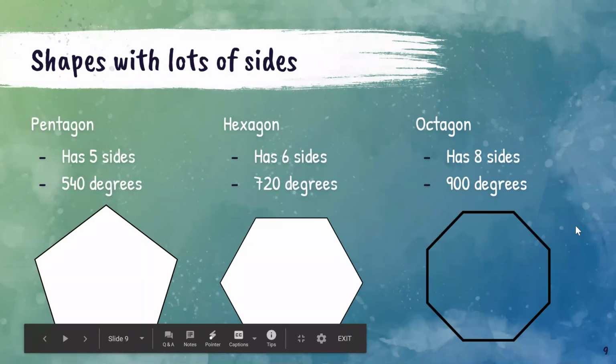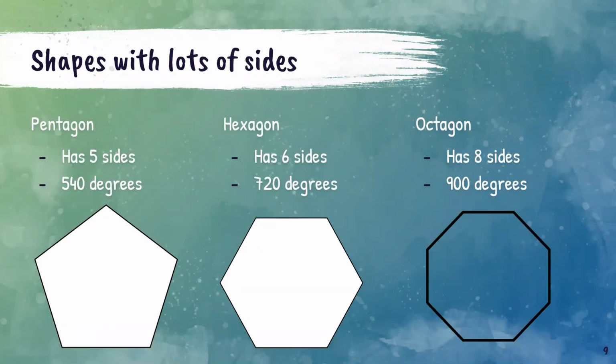Okay, so now we have shapes with lots of sides. So we have a pentagon. Pentagons have 5 sides and they have 540 degrees. Next, we have a hexagon. A hexagon has 6 sides and it has 720 degrees.